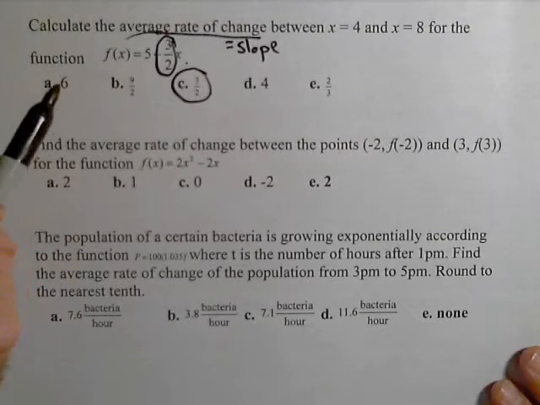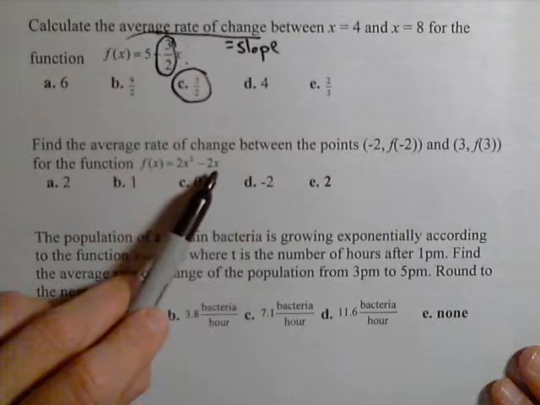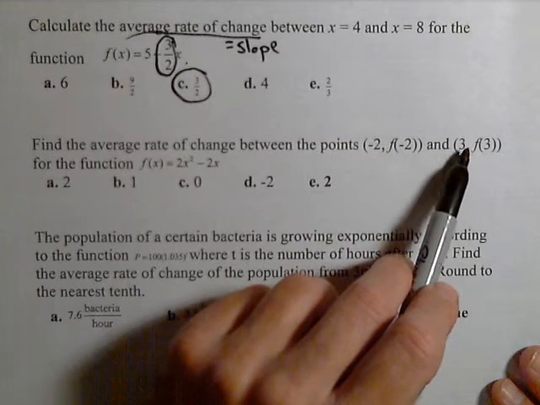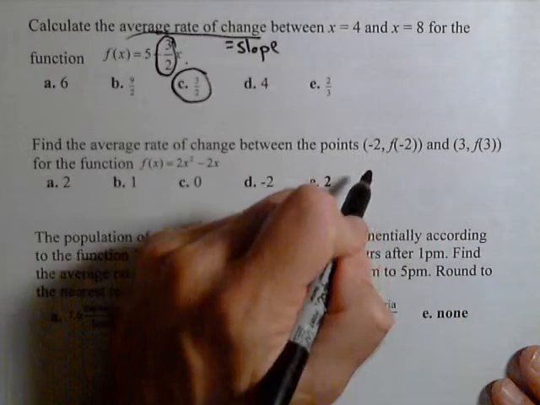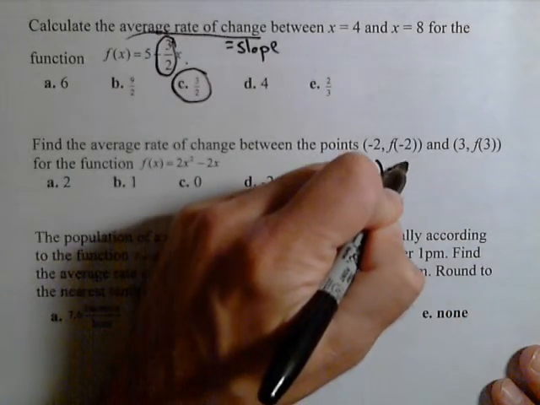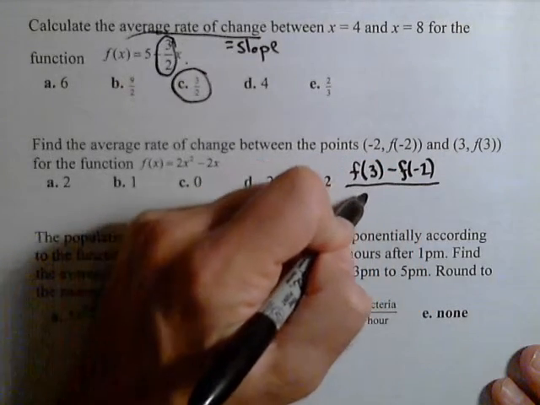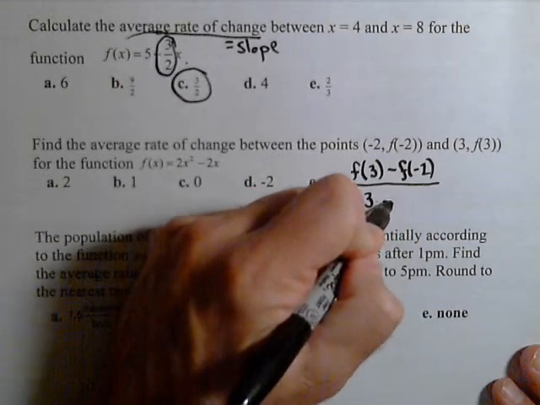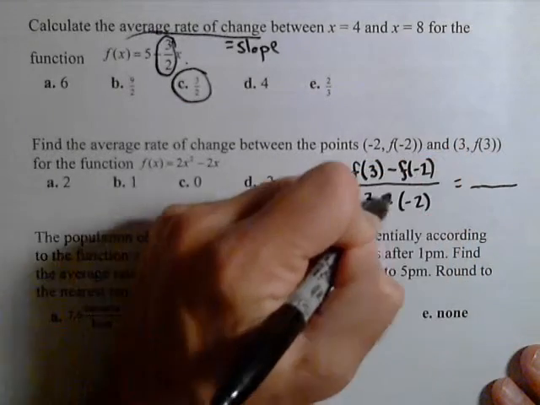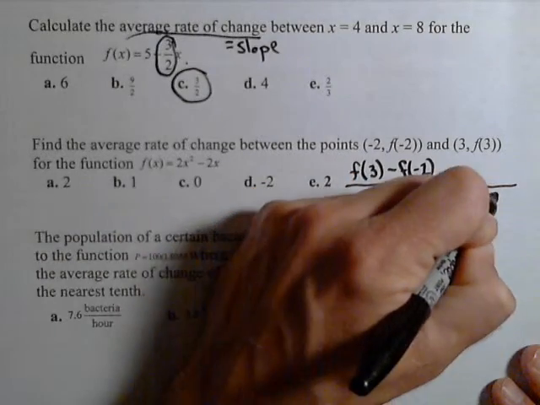And it's not always so easy. In this one, we don't have a linear function. We have 2x squared minus 2x for our function, and we want the slope between negative 2, f of negative 2, and 3, f of 3. So our average rate of change is our change in output, f of 3 minus f of negative 2, over change in input, 3 minus negative 2. So our change in input is going to be 3 plus 2, because we have minus and negative, so over 5.